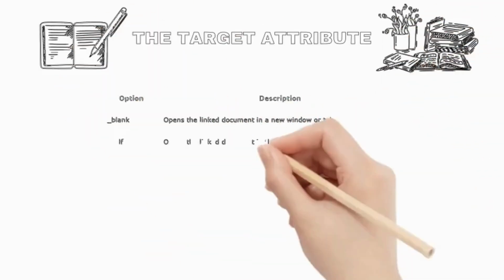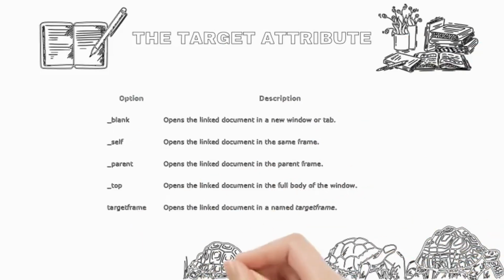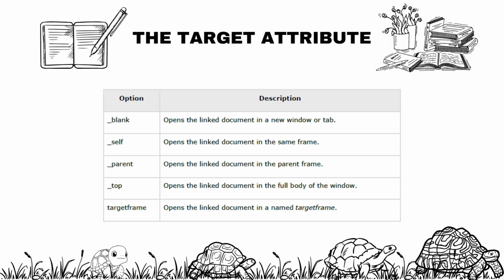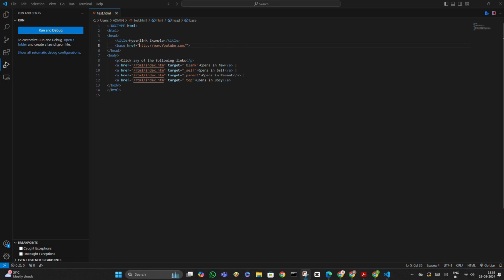Now, let's talk about the target attribute. This handy feature lets you control where your linked document opens. Want to open a link in a new tab, or maybe keep it in the same window? The target attribute makes it all possible.